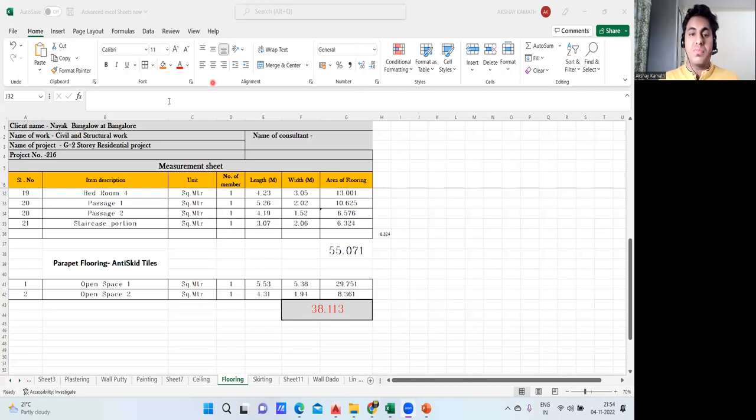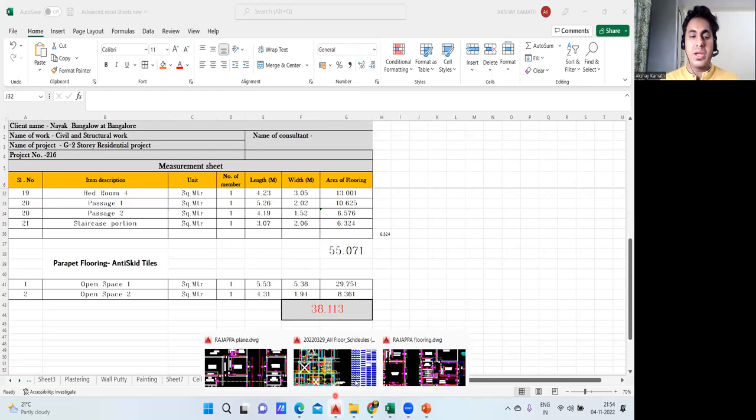Hello, my dear students. Welcome back to the lecture. So in this lecture, we'll try to find this quantity, that is the flooring quantity in the parapet portion, right?